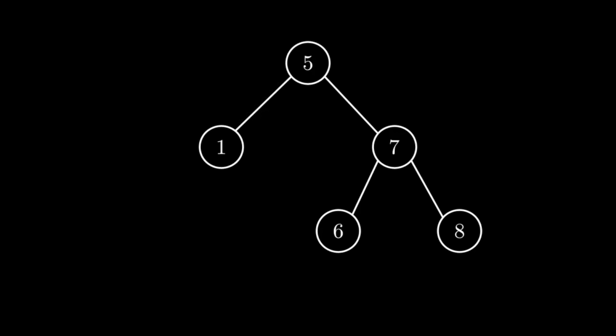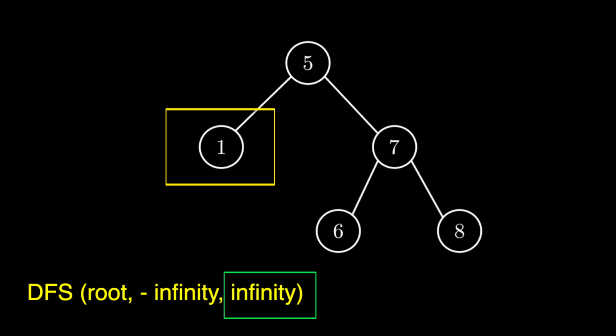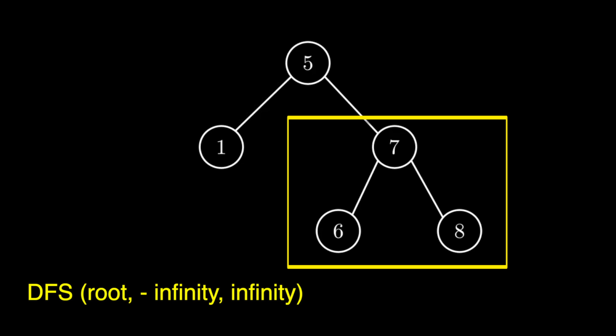We use recursion. And the way we do that is we perform a depth-first search where we pass in the root node, but also two more parameters. Negative infinity and infinity will be our left and right bounds. Every time we go to the left subtree, we update our right bound with the current value, and every time we go to the right subtree, we update our left bound with the current value.